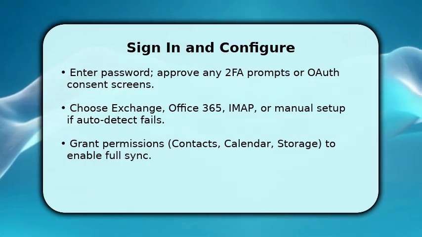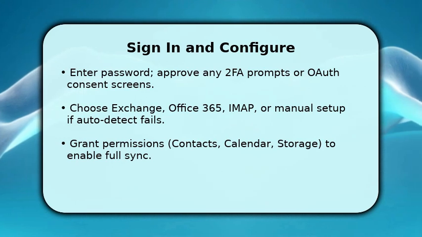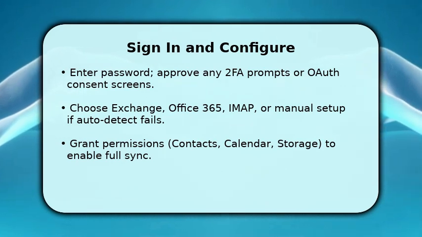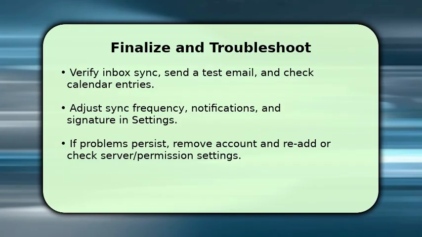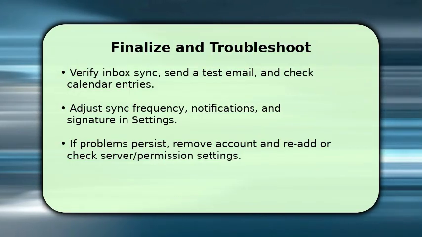Complete setup by confirming messages sync and sending a test email to yourself. Check that calendar items and contacts appear. Then open Outlook settings to set sync frequency, notifications, and your signature so mail behaves the way you want.